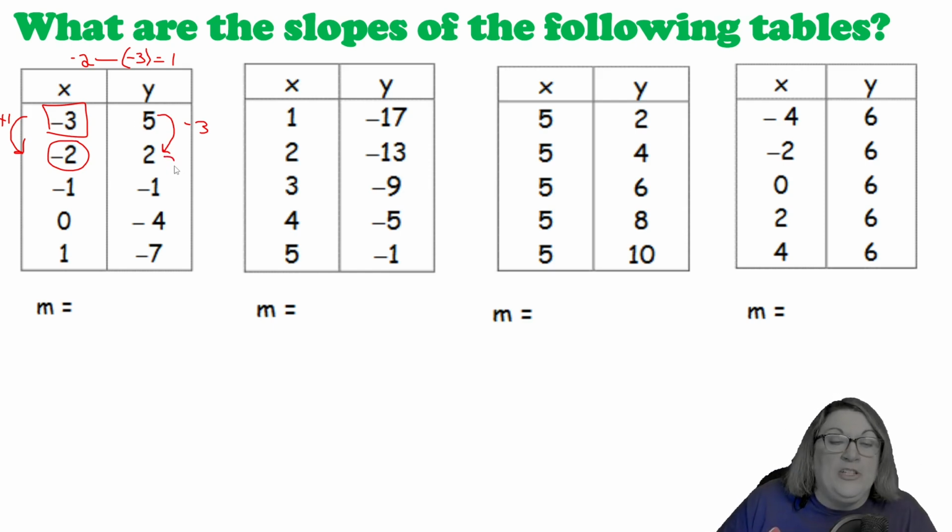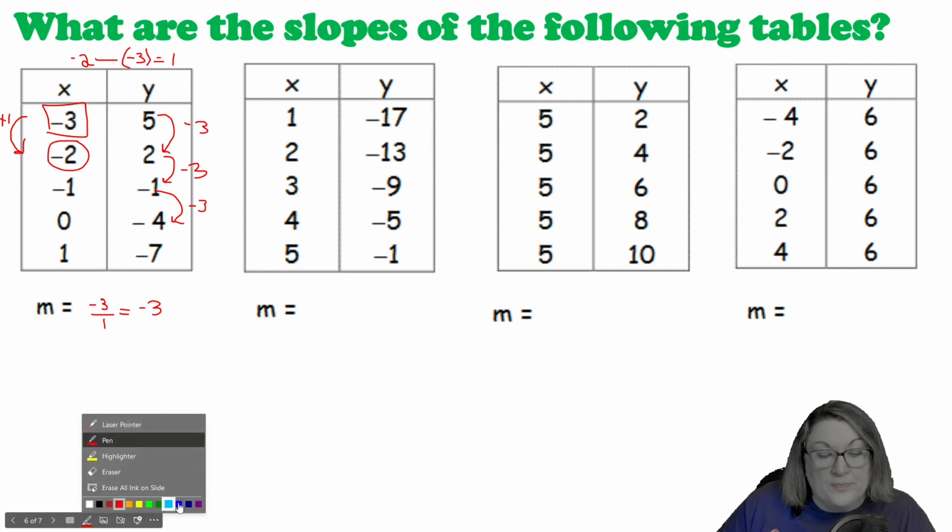Now, this is happening each time, right? We're subtracting 3 from 2, and we get -1. If we subtract 3 from -1, we're going to get -4, and so forth. So if we write our change in y, which is -3, over our change in x, which is just 1, that slope simplifies down to just -3.